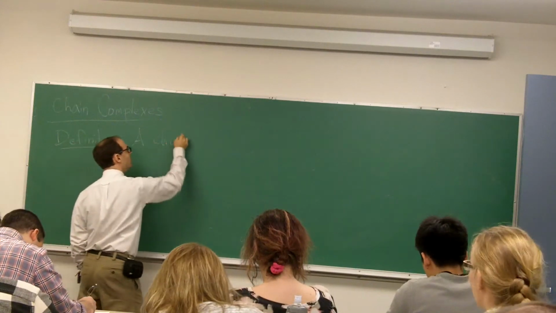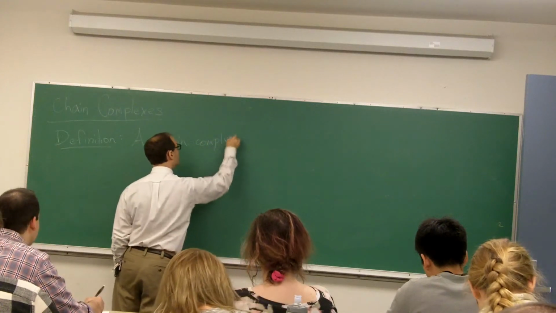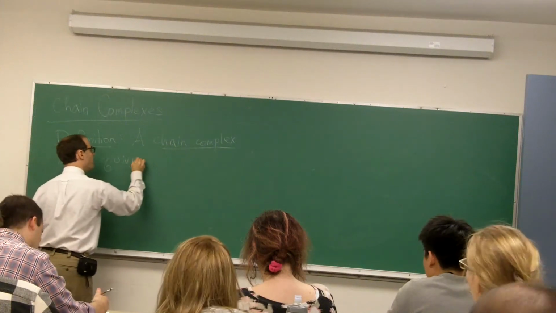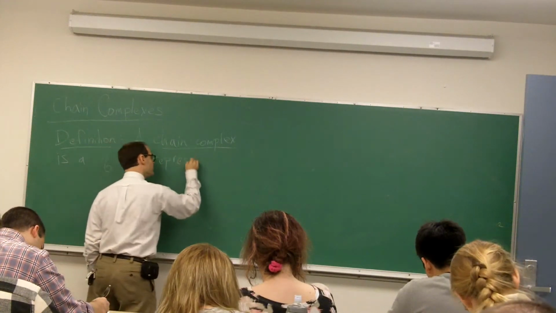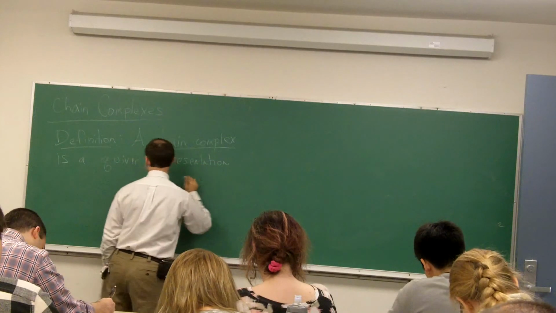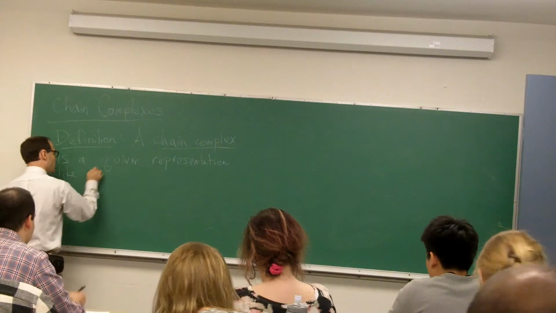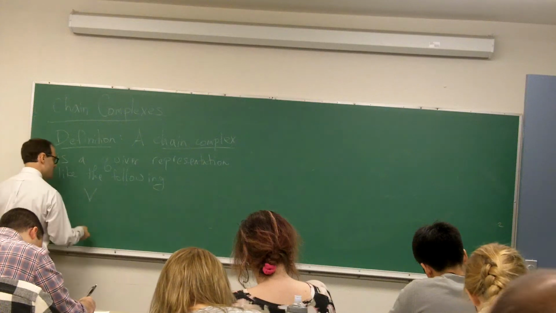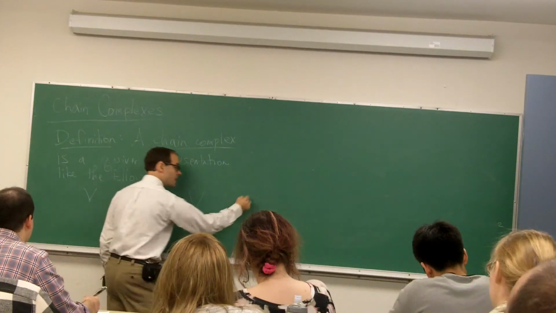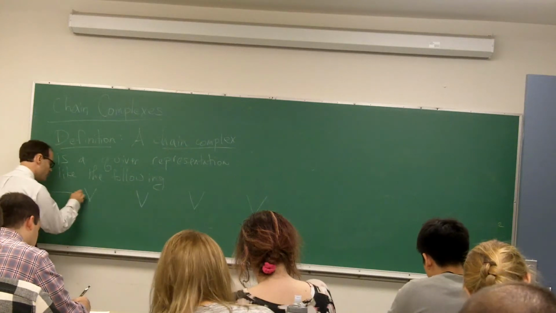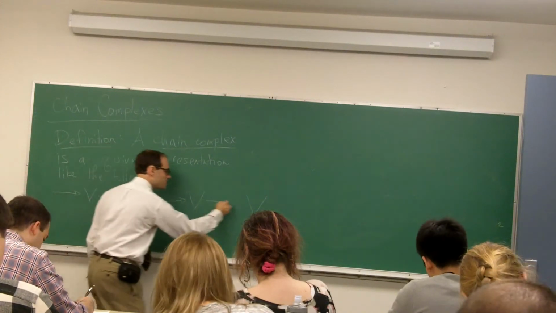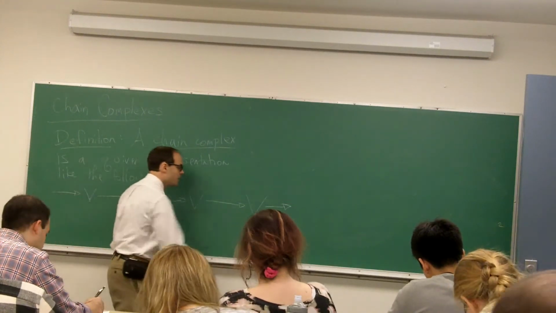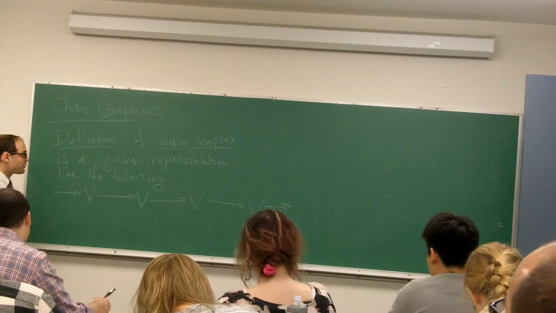A chain complex is a quiver representation like the following. I've got a vector space, and another vector space, and another vector space, all one after the other, with maps like so. Each of these is a linear map. Vector spaces, linear maps.